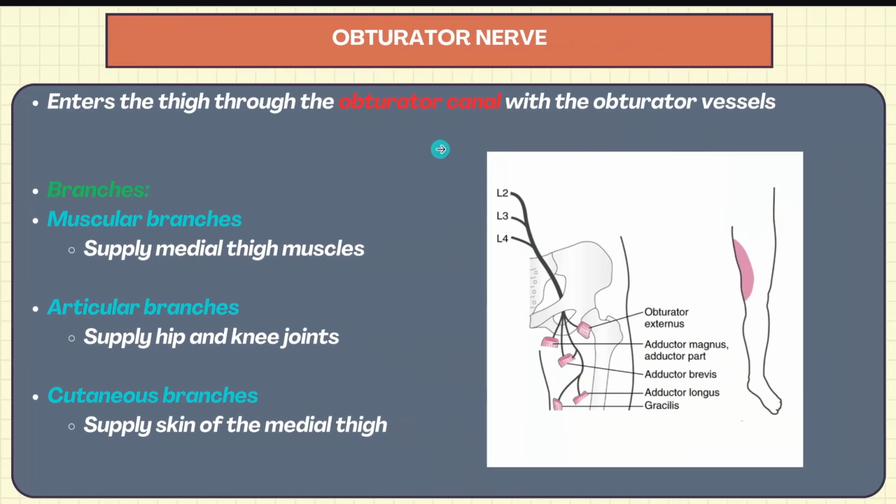Now we have the obturator nerve. Now the obturator nerve, you need to know you have an obturator canal. And this canal, you're going to have the obturator vessels and nerve running through it. However, we're talking about the obturator nerve, so let's talk about the branches of it.